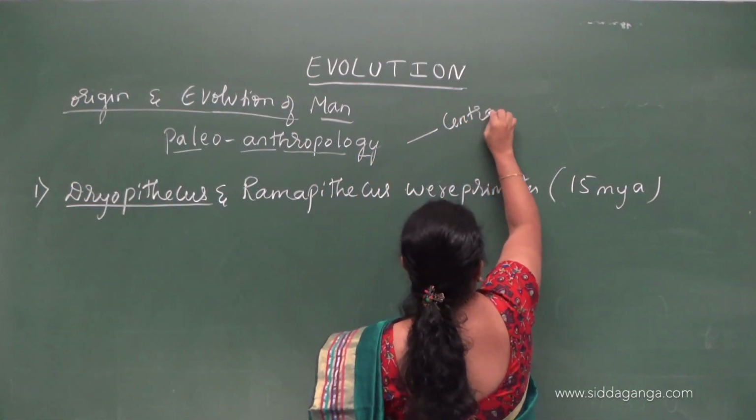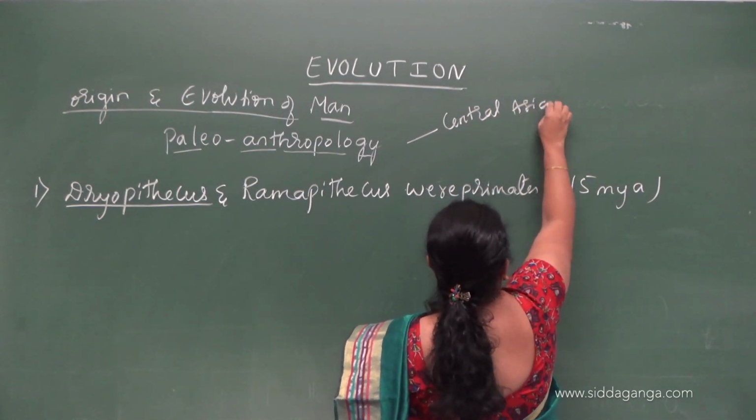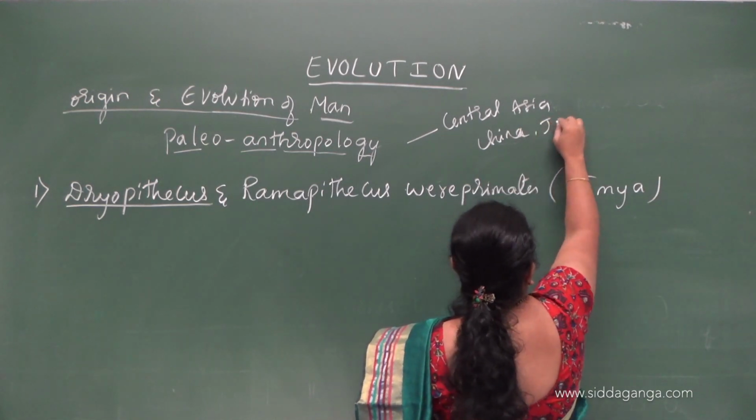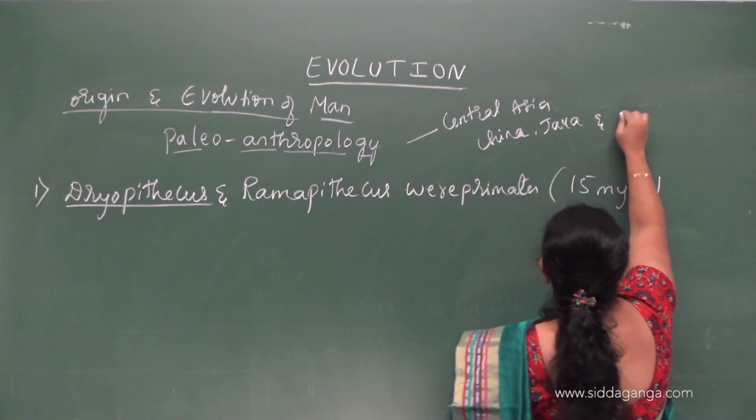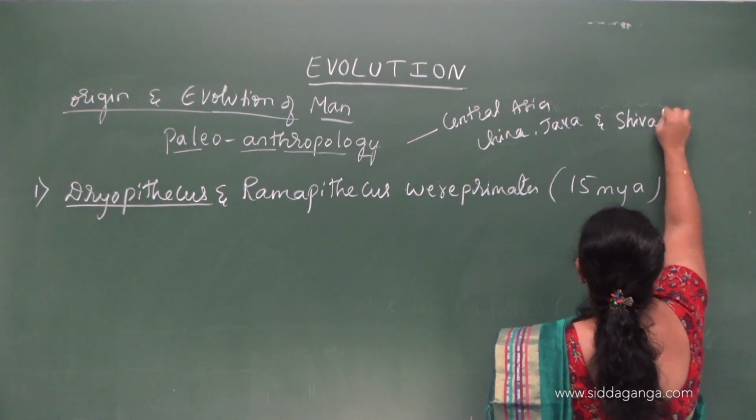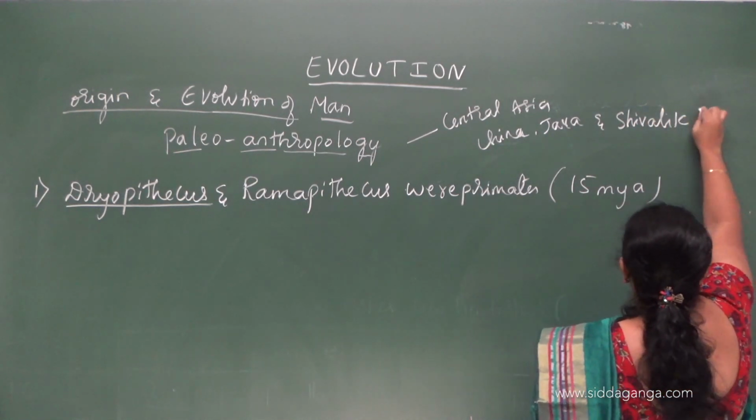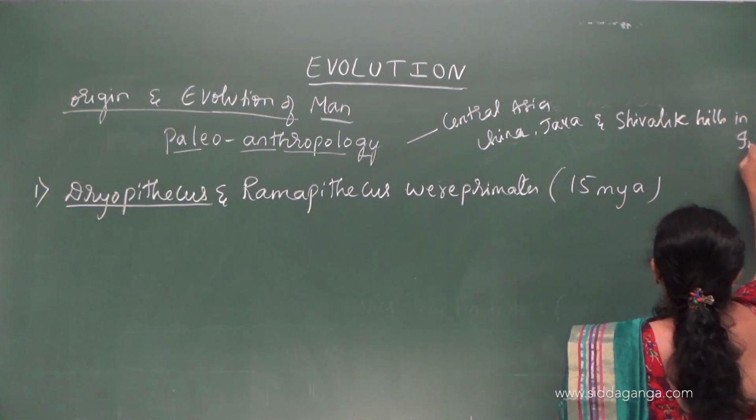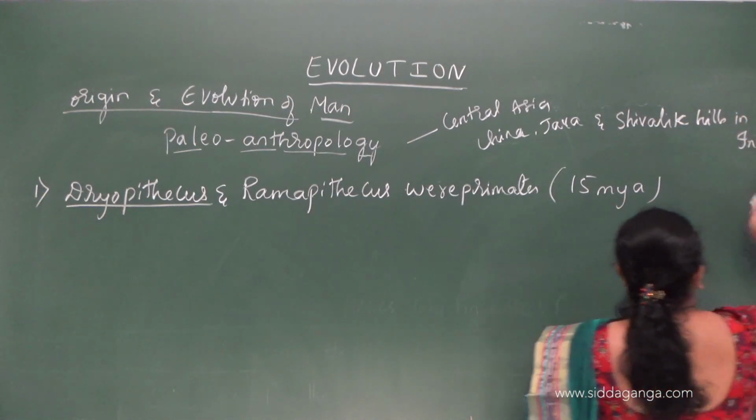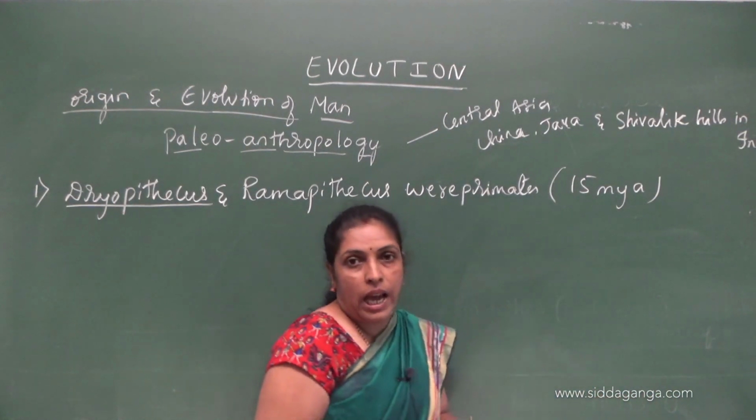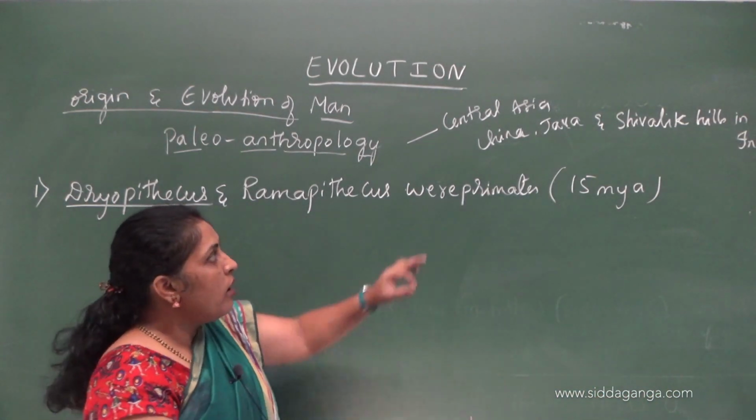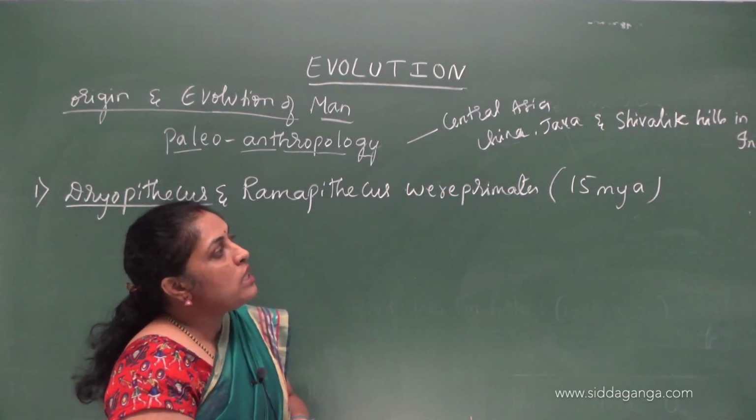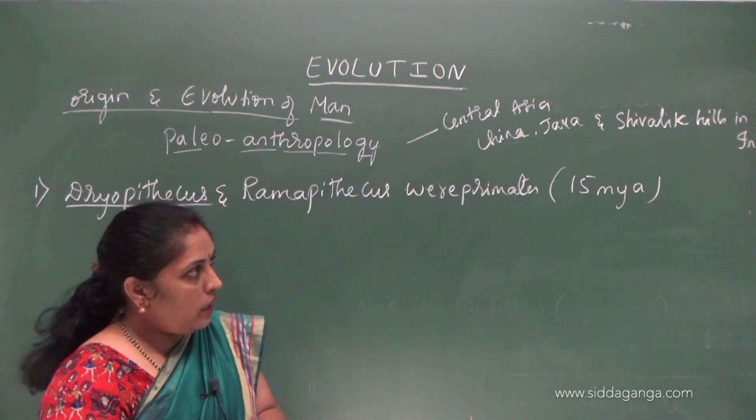origin of man occurred in Central Asia, China, Java and Shivalik Hills in India. So the study of fossils tells us that origin of man occurred in Central Asia, China, Java and Shivalik Hills in India.